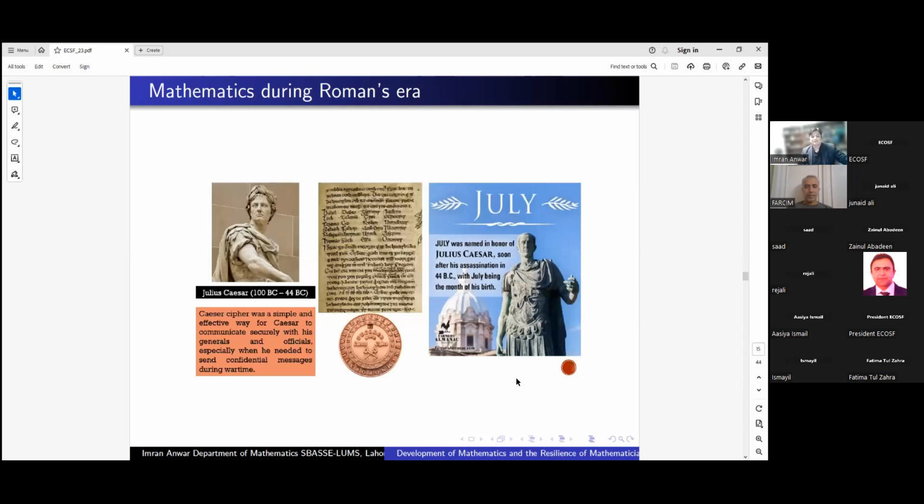And let me just tell you about mathematics during the Roman era. You know about Julius Caesar, the famous invader. And Caesar developed the first cipher at that time. So he developed the cipher wheel. So the use of mathematics in the army and the military led to a new invention of mathematics, what is nowadays known as cryptography, or you can say encoding and decoding. By the way, for the sake of information, Caesar was very famous and very well known. The month of July is named after him because he was born in the month of July. So with reference to Julius Caesar, it is named July.